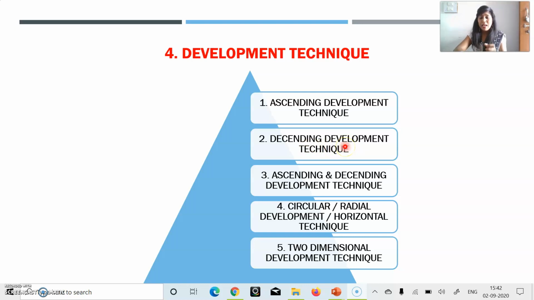In this technique, the samples are spotted at the top and allowed to flow downward by the action of gravitational force, or by the saturation of the chromatographic chamber, flowing from top to bottom. The third technique is a combination of ascending and descending development technique. At a time, the ascending development technique is followed by the descending development technique.